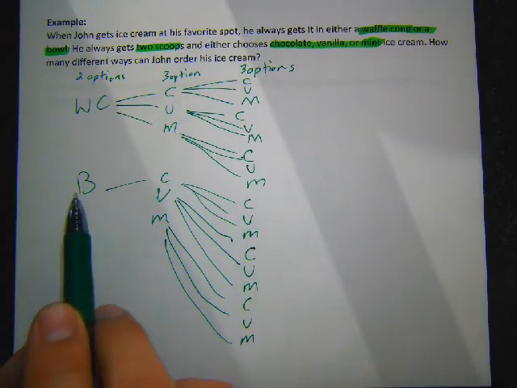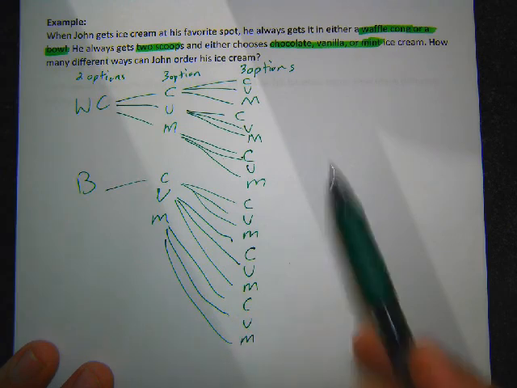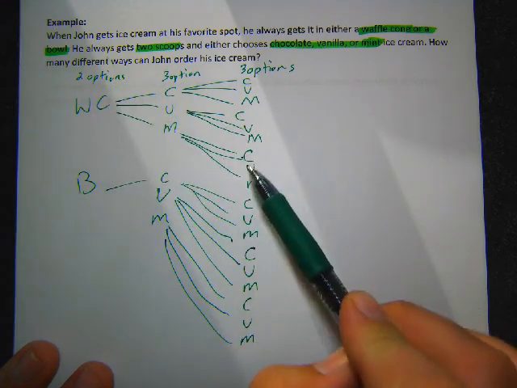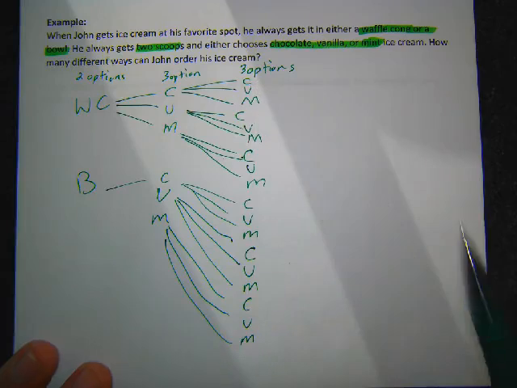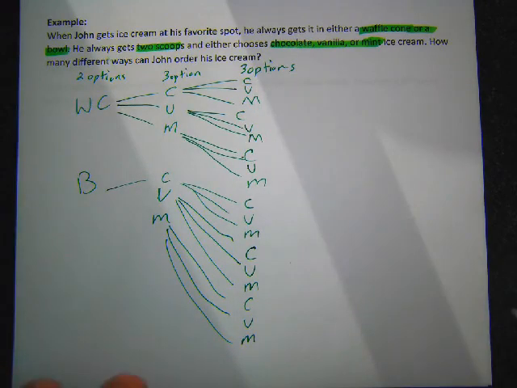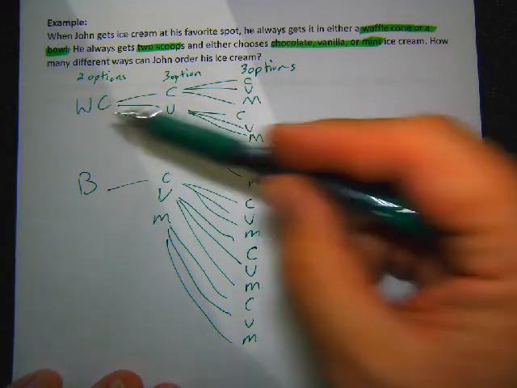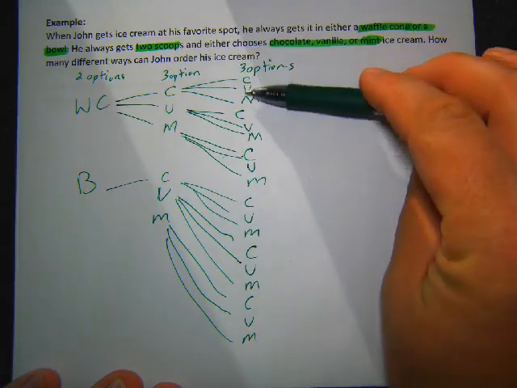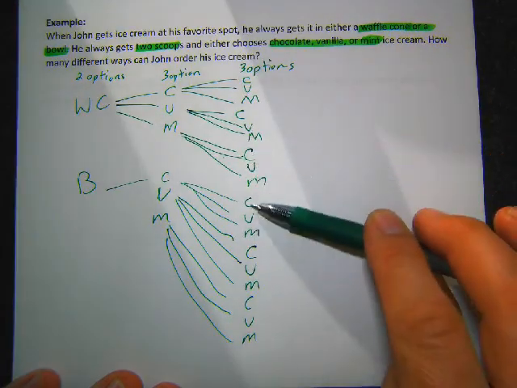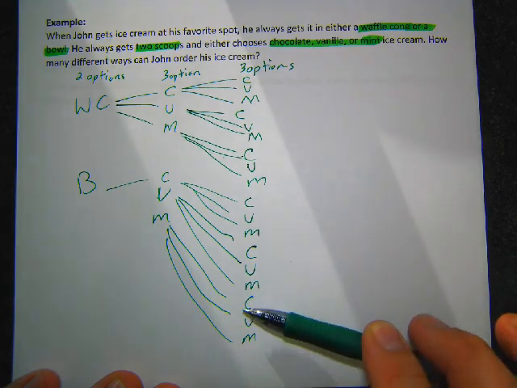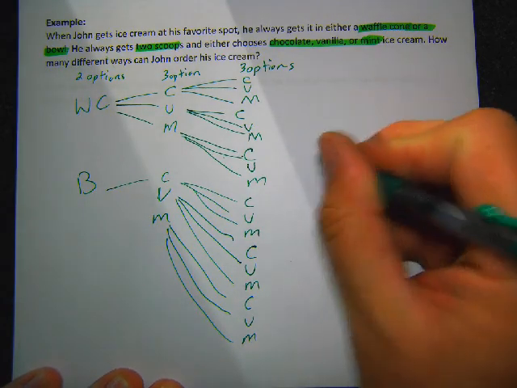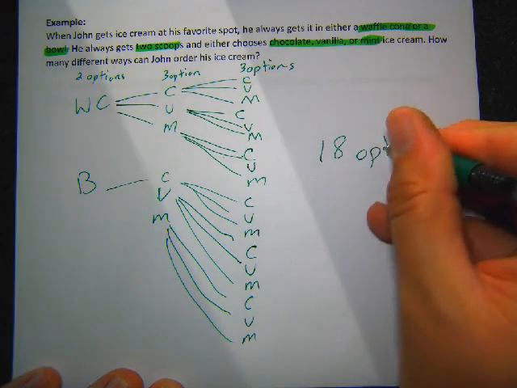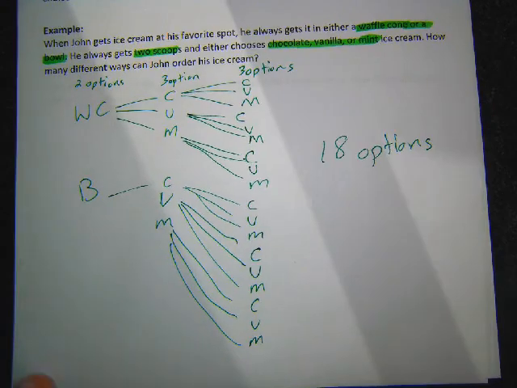You could get a bowl with chocolate and vanilla, or you could get a bowl with mint and chocolate, or you could get a waffle cone with mint and vanilla, or a waffle cone with chocolate and mint. And there's all these different options. And so we actually can find the number of options if we just count how many there are. So 1, 2, 3, 4, 5, 6, 7, 8, 9, 10, 11, 12, 13, 14, 15, 16, 17, 18. And there's 18 options.